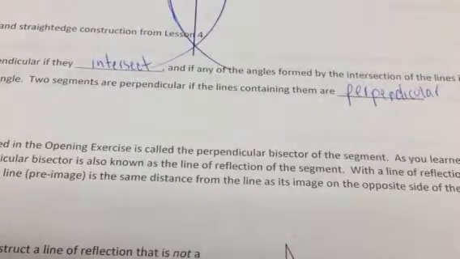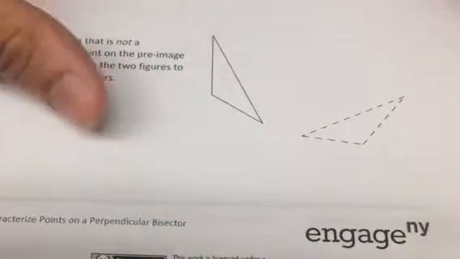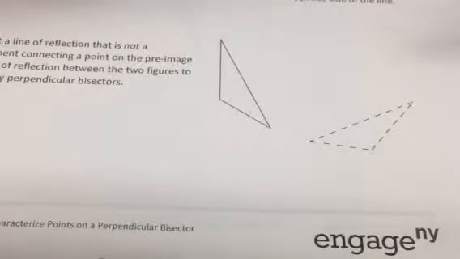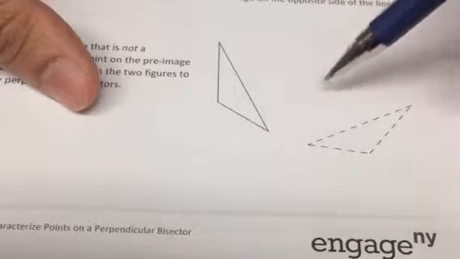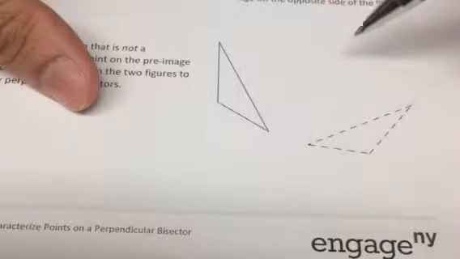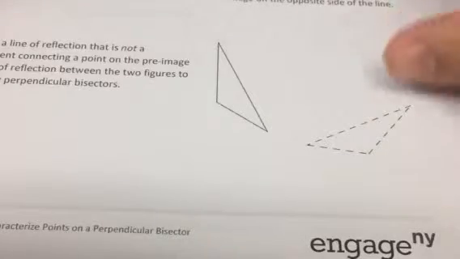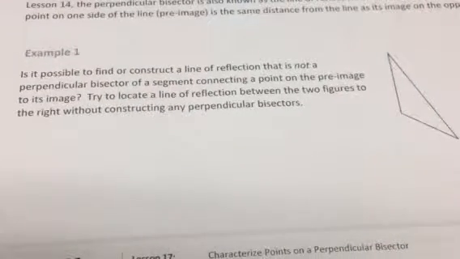Example number 1. This is what example number 1 talks about. So there's a line of reflection. This image is reflected. And we know that in order to reflect an image, we use perpendicular bisectors. We use that a lot. And we're going to need it to find the line of reflection, where it's at. So that's what we need to do. They're asking if we can find the line of reflection without using perpendicular bisectors. So what do you think?